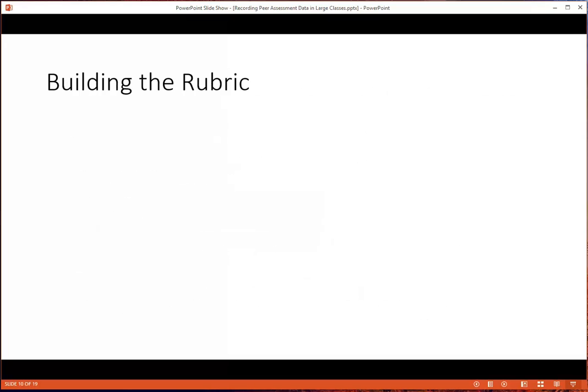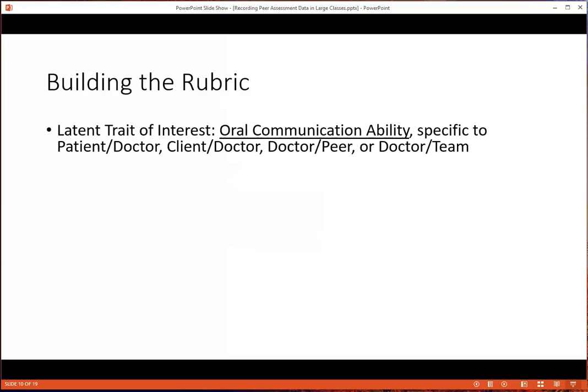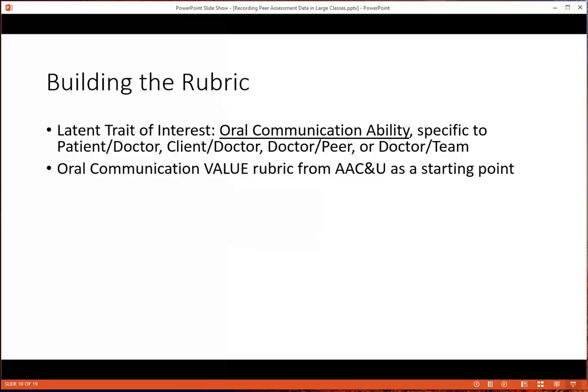So when I build rubrics, there's a lot of things to do, but the first thing you want to do is identify your latent trait of interest and then look for some starting point. So in this case, I have an oral communication value rubric from the AAC&U. The value rubrics are intended to be very broad focused, which I think makes them good starting points. Very rarely would you wholesale adopt a value rubric, but that's a great place to start if you're looking for this type of trait.